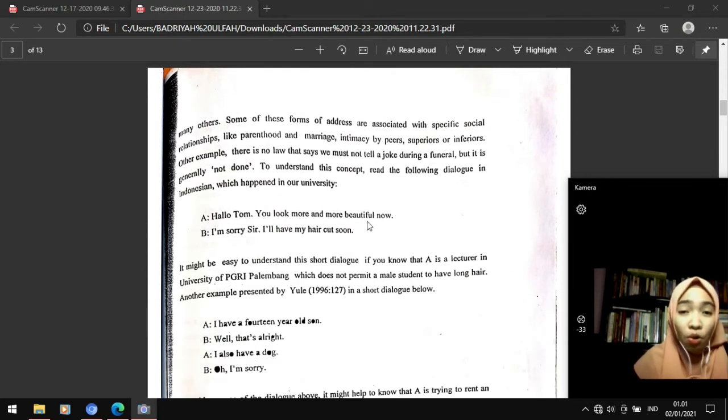Hello, Tom. You look more and more beautiful now. See, this is Tom. So Tom said, "I'm sorry, sir. I will have my hair cut soon." If we check the literal meaning, there is no correlation. You say more beautiful, so why does he want to cut his hair? The words more and more beautiful say, oh Tom, now you have long hair and you look like a girl, because girls look so beautiful with long hair. So that's why you need to cut it. Okay. So there's a lot of meaning in one sentence.